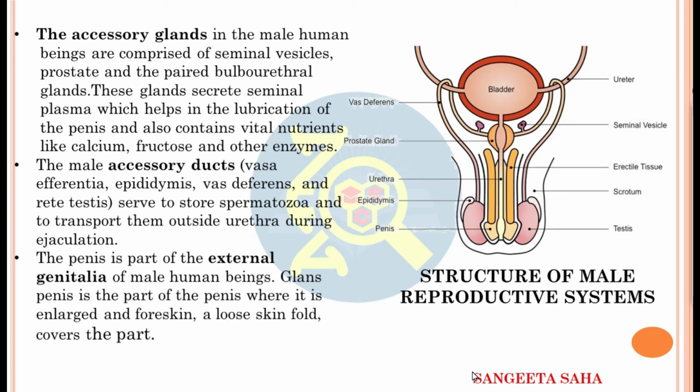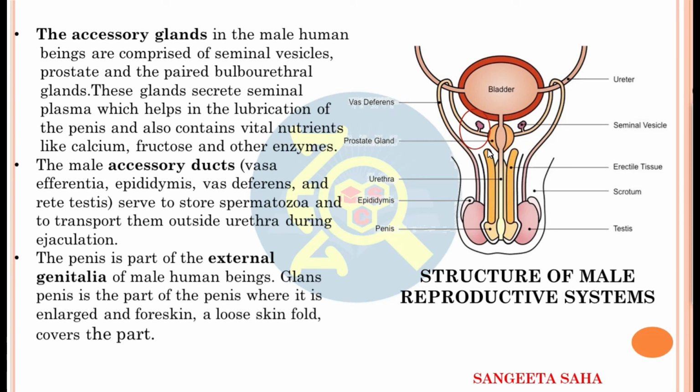The first function is of the seminal vesicles, this one. Basically these seminal vesicles are small and they are about 5 centimeter long. They are saccular, muscular, and they pour their secretion in the vas deferens. Their secretion mainly consists of prostaglandins. That means it helps in activating the sperms. Not only that, it also causes contraction in the uterine wall.